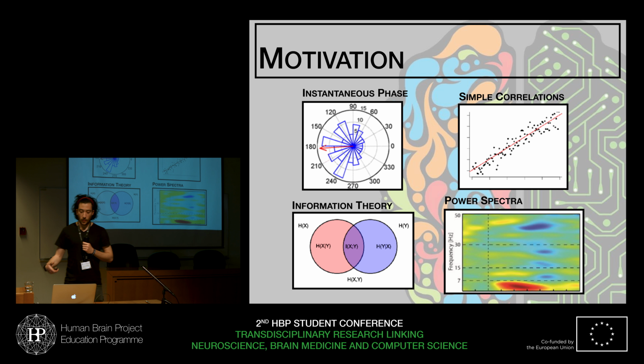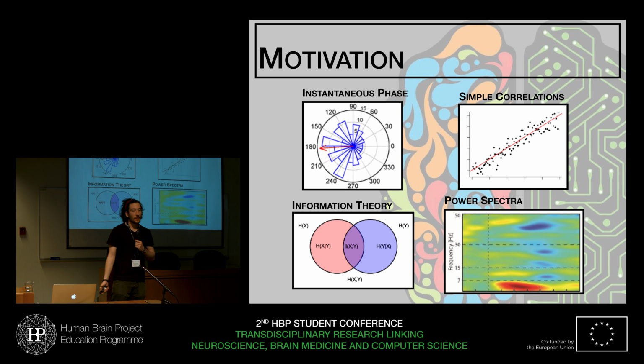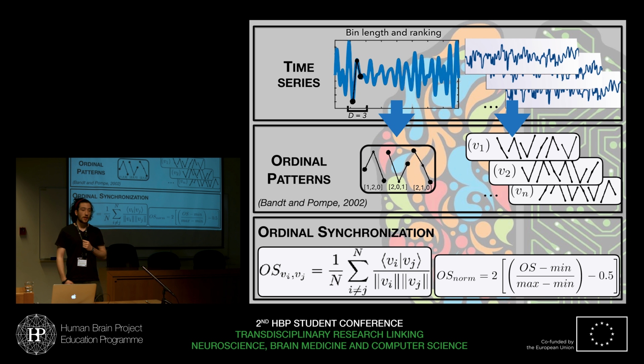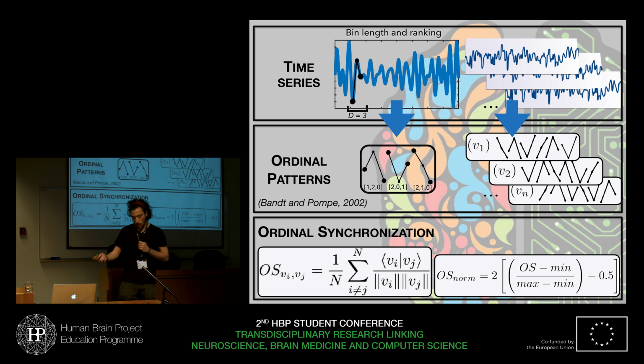So there are many problems while analyzing synchronization, although we have to do it to understand what's going on in the brain. So we thought that maybe we could develop a new method, a new measure for quantifying synchronization, and that it should be as cheap computationally as possible, and fast, and that assumes as little as possible from the time series, and as robust to noise as possible also. And this is the idea.